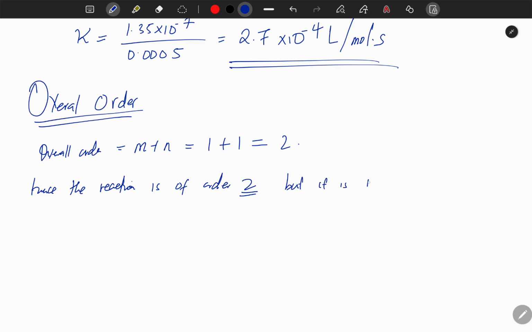But it is of order 1 with respect to this friend of ours and this friend of ours. Remember, we found that the order for this one was 1 and the order for this one was 1. So with respect to these two, it is 1, 1. But the entire, it is 2.